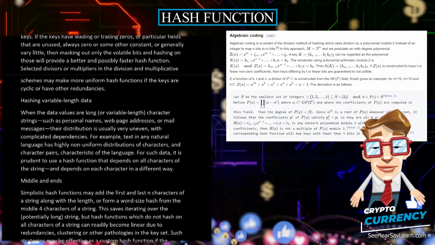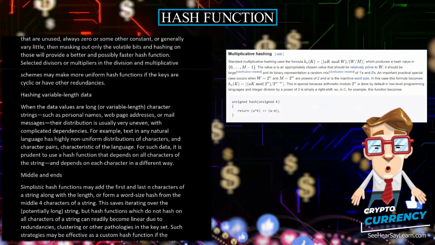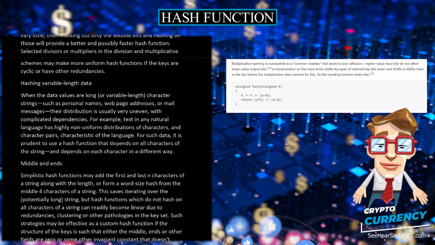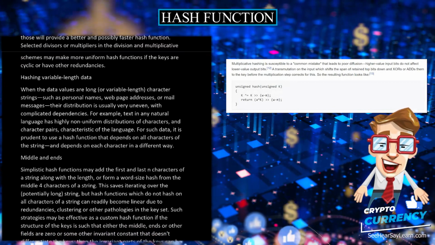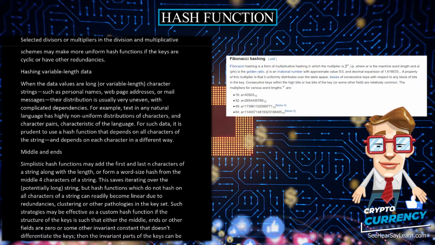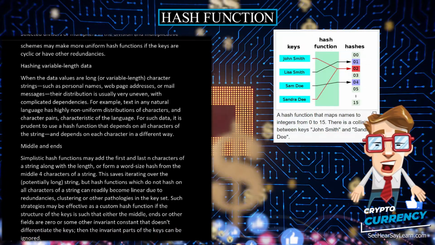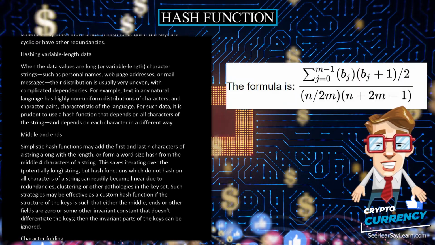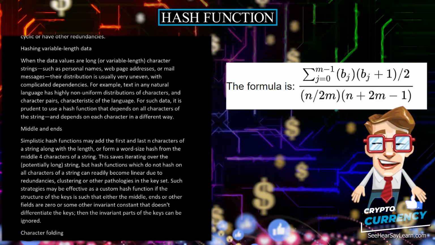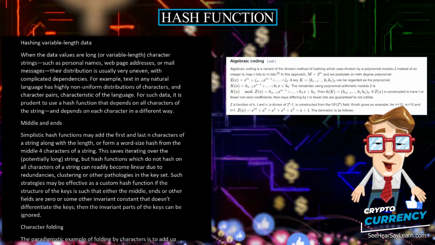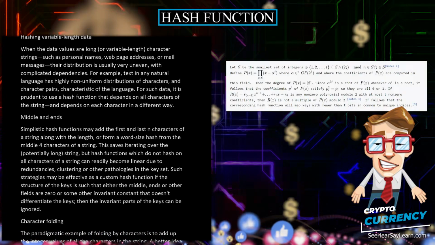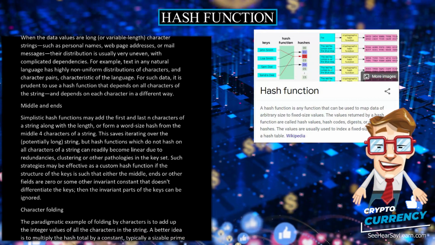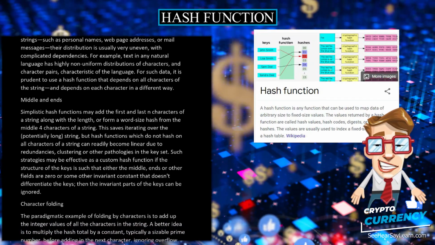Middle and ends. Simplistic hash functions may add the first and last 10 characters of a string along with the length, or form a word size hash from the middle 4 characters of a string. This saves iterating over the, potentially long, string, but hash functions which do not hash on all characters of a string can readily become linear due to redundancies, clustering or other pathologies in the key set. Such strategies may be effective as a custom hash function if the structure of the keys is such that either the middle, ends or other fields are 0 or some other invariant constant that doesn't differentiate the keys, then the invariant parts of the keys can be ignored.